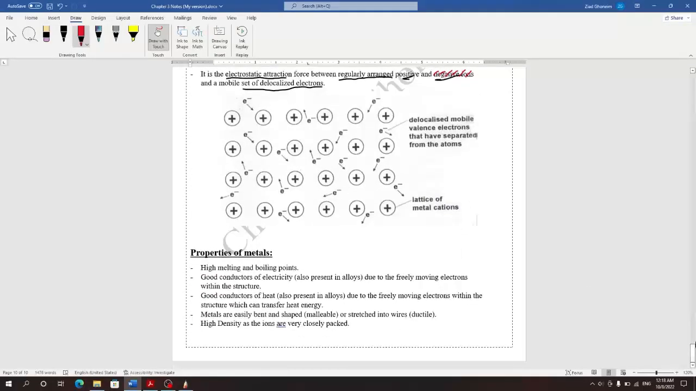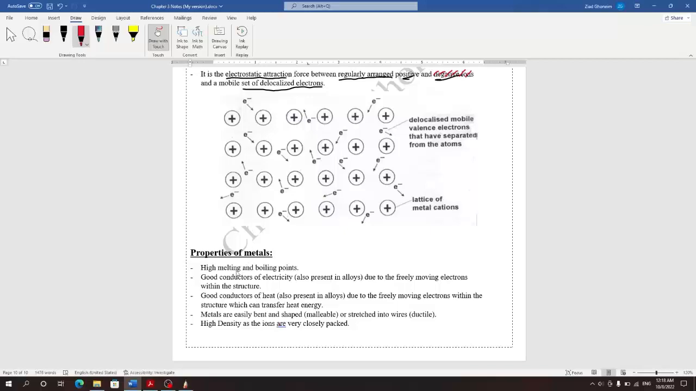Right? Okay. The properties of metals. We have delocalized electrons, right? We have freely moving electrons, which means that they can conduct electricity. Right? These electrons can also transfer heat, which means that they can conduct heat. So metals are electrically conductive and can conduct heat.